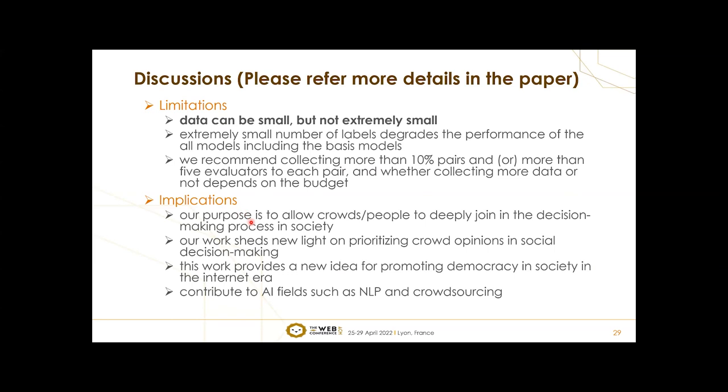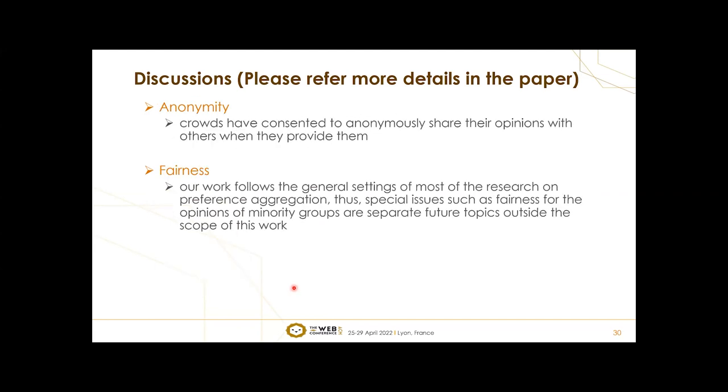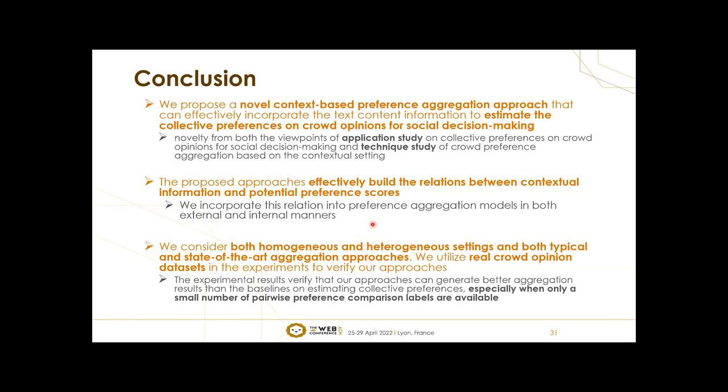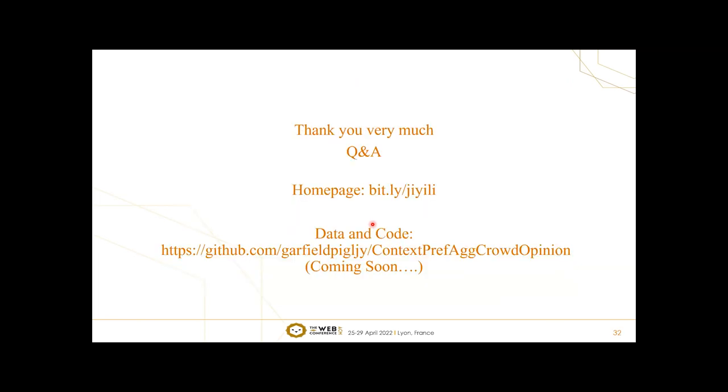For the implications, our proposal will allow people to deeply join the decision-making process in society. And also our technical method will contribute to AI fields such as NLP and crowdsourcing. And of course, there are still some open questions on privacy and fairness. Currently, our proposal only allows as many persons as possible to join the decision making, but there are still some issues. For example, how to take care of the fairness of the opinions of minority groups. This will be a separate future topic. And the conclusion is the same as the contribution. Thank you very much.